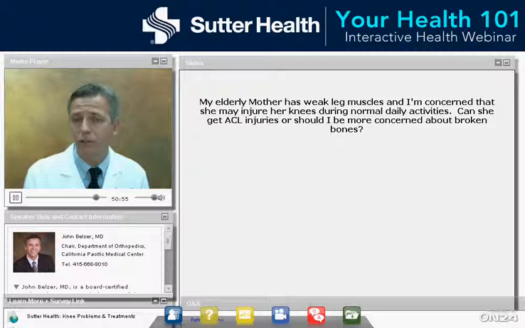So it might be reasonable to have her get into some physical therapy and work on some strengthening of those weak legs. Next question.